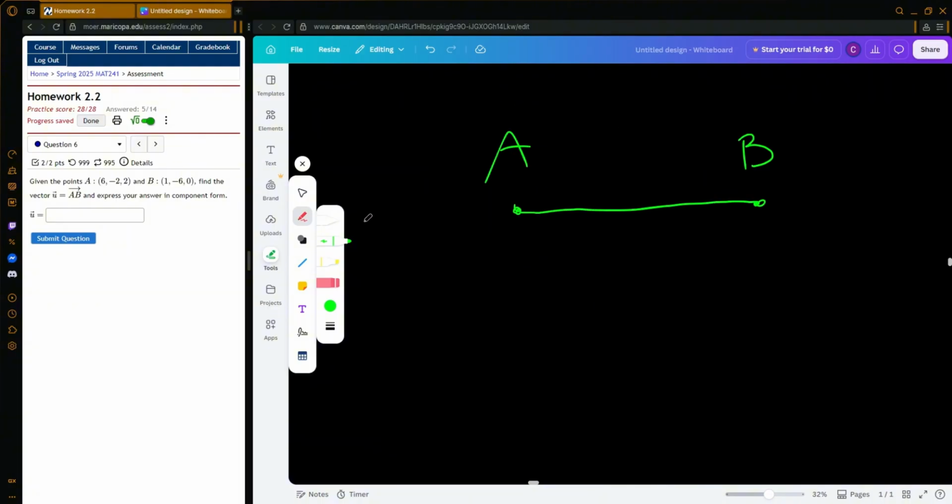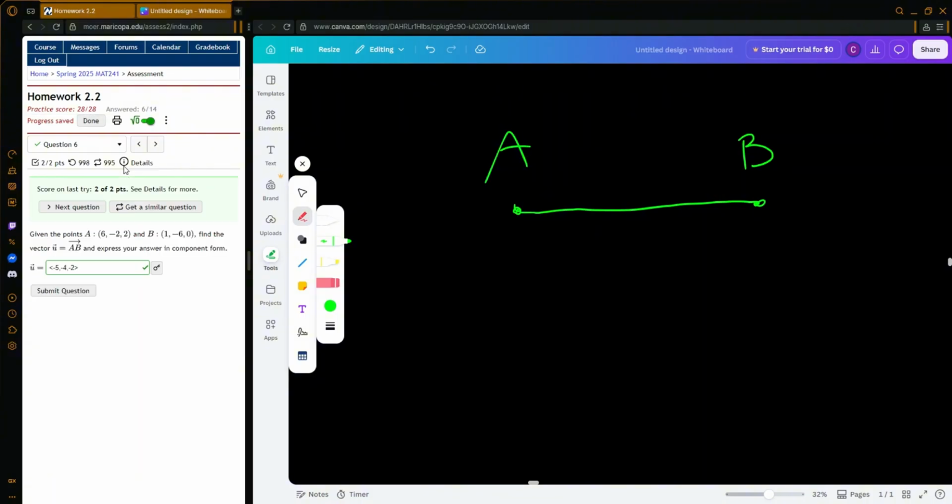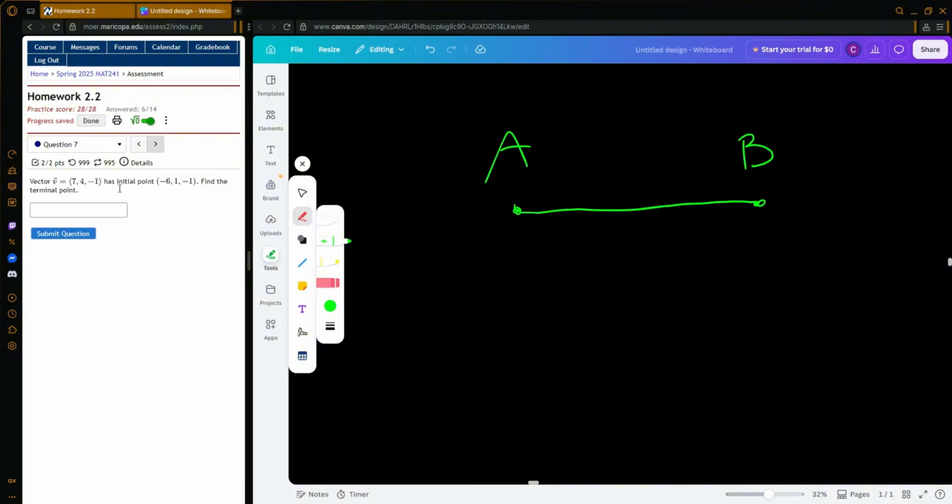So I can just do this in here. Set up our vectors. We're going to do 1 minus 6, which is negative 5. We'll do negative 6 minus 2. Negative 6 plus 2 is negative 4. 0 minus 2 is negative 2. So it's just terminal minus initial.